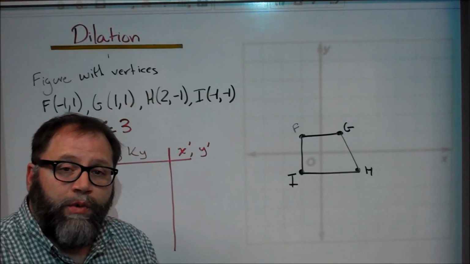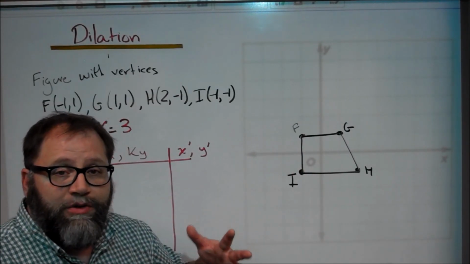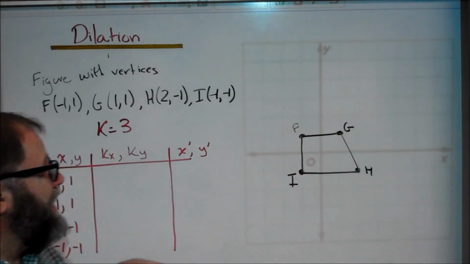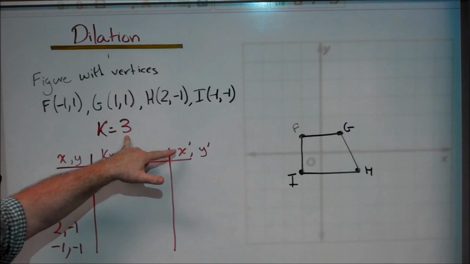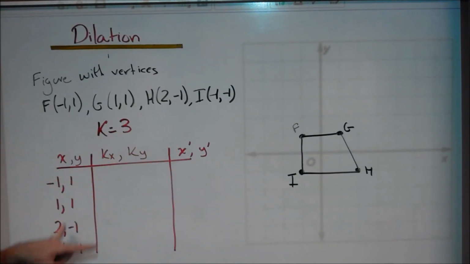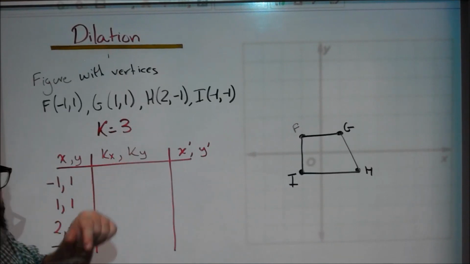Seeing how this works will be a little bit easier. So here's the pre-image, then we'll put the image onto it. The image should be larger than what we're getting. Here's how we're going to apply that 3. That 3 is the number that we're going to multiply each of the x's by and each of the y's by. That's what I've written here. It says k times x and k times y.